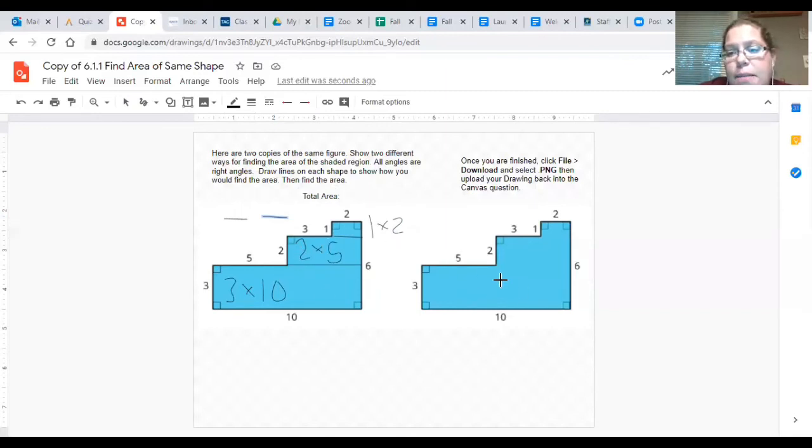Now this is the same exact shape, so you should get the same exact area that you get over here. You just need to find a different way to break it up. So I kind of showed you one way. What's another way you could break it up over here, and have things that you can multiply together that are smaller pieces that you can add together to make a bigger piece?